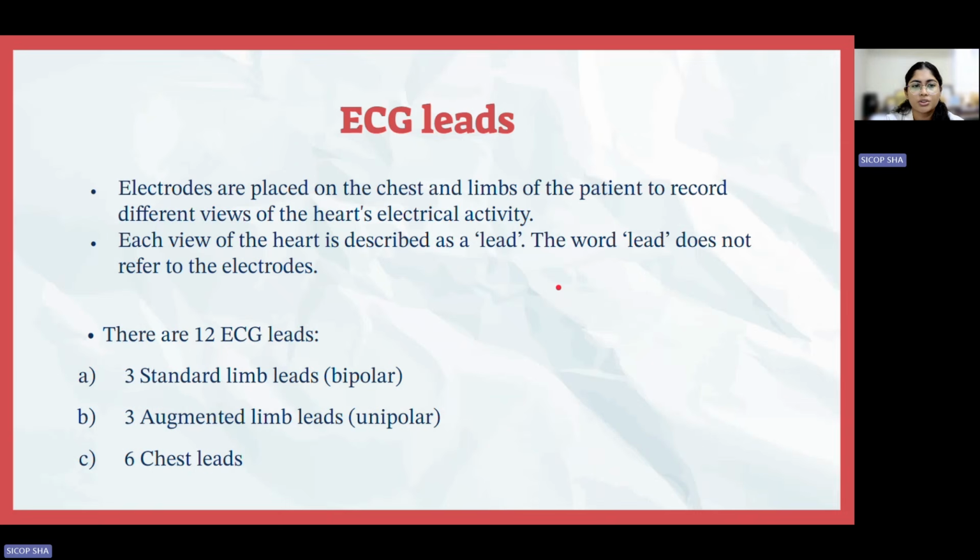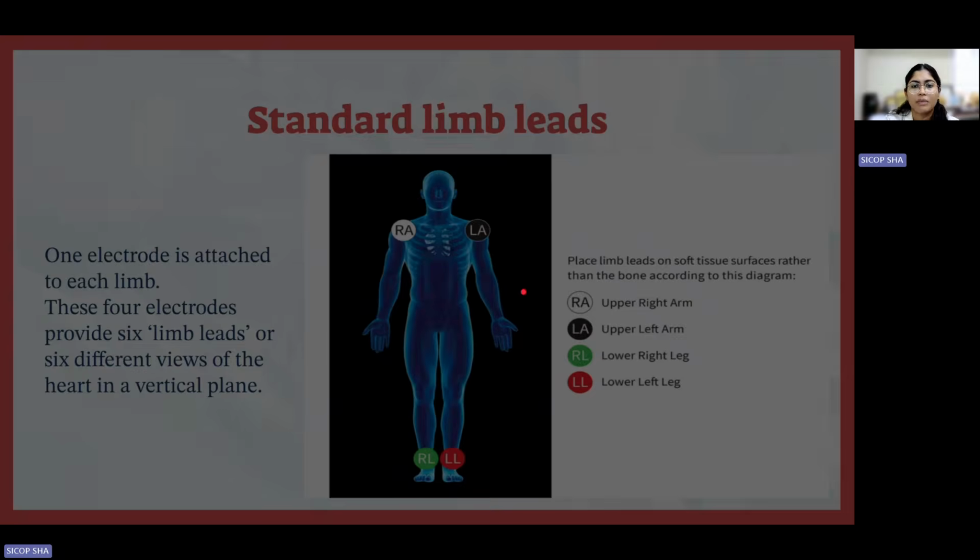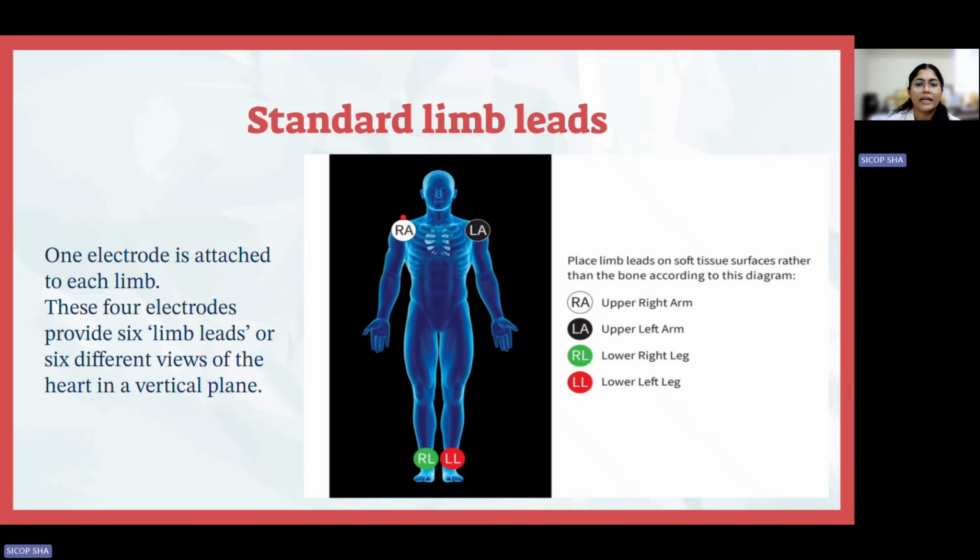When we're looking at an ECG, we are going to look at the different types of leads that are there. There are 12 leads. Leads don't mean electrodes, and we'll understand what it is. There are 3 standard limb leads. Those are bipolar. One electrode is placed on your right arm, on your left arm, on your left leg, and on your right leg. The one on your right leg is usually a dummy electrode. It doesn't conduct any electrical activity.